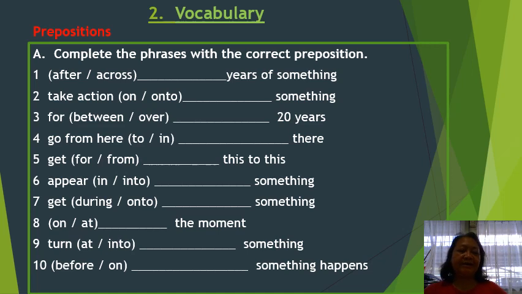So the first exercise for our prepositions. A. Complete the phrases with the correct prepositions. The words in brackets here are prepositions. We have prepositions of place and time. Number one: is it after or across years of something?